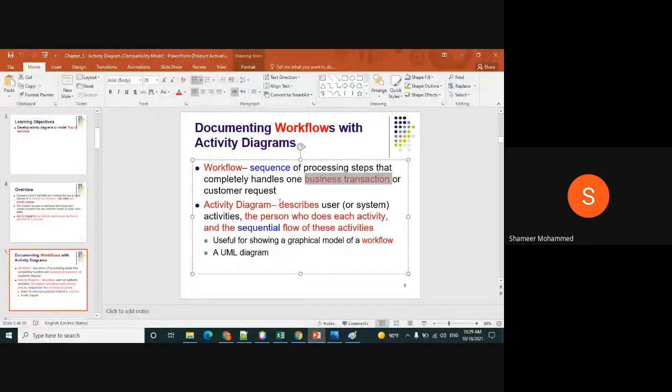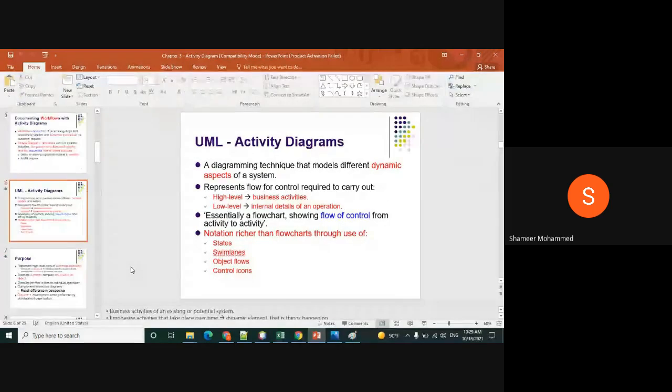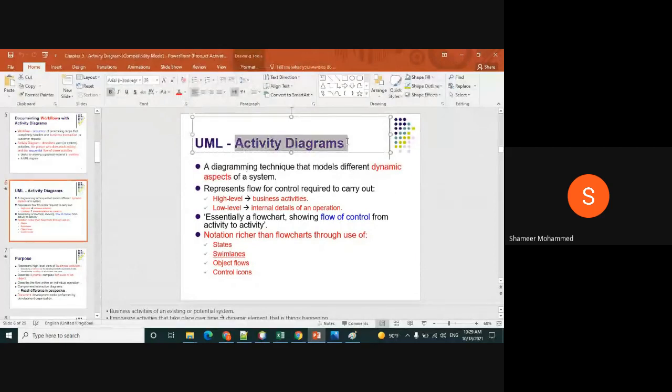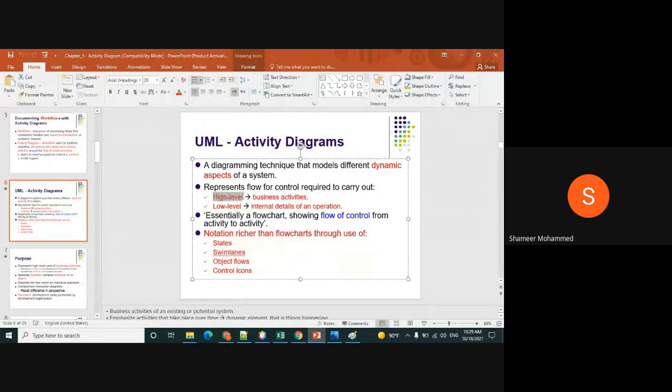So the activity diagram will describe user activities: who is doing what activity and what the steps are. You show these things with the help of a UML diagram. What is the diagram called? Activity diagram. This diagram is used to show the high level details of the business, and also the low level, internal details of operations.